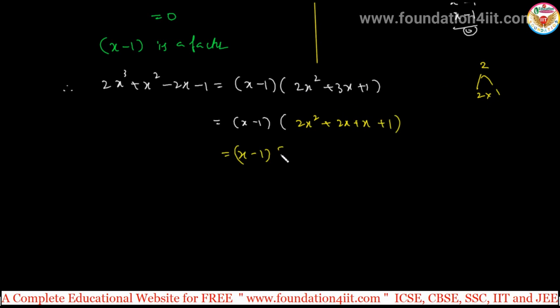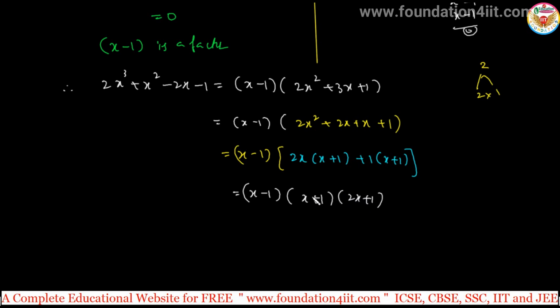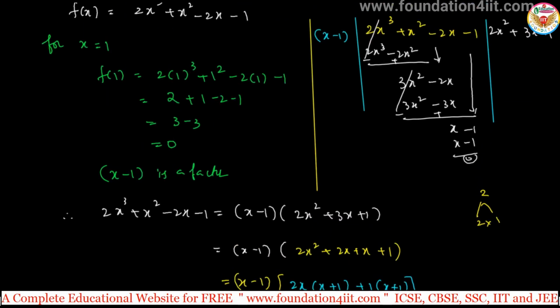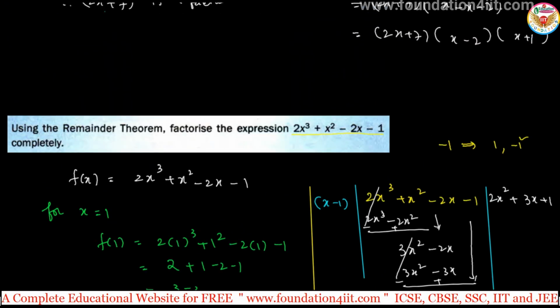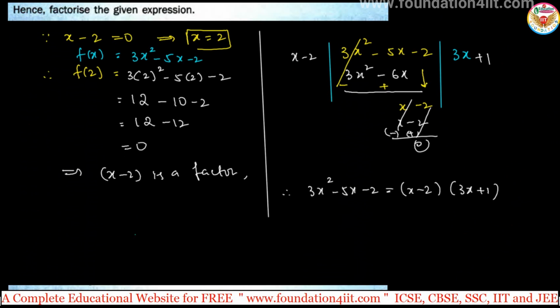Take 2x common, x plus 1, take plus 1 common, x plus 1. Just the factorization you can do. Then finally x minus 1, next bracket x plus 1 and 2x plus 1. So this is factorized completely. The factorization of 2x cube plus x square minus 2x minus 1 is x minus 1 into x plus 1 into 2x plus 1. If you multiply everything, you get the question again. Right? So this is about the factor theorem and factorizing completely. The given expression factorize completely, we can use this method.